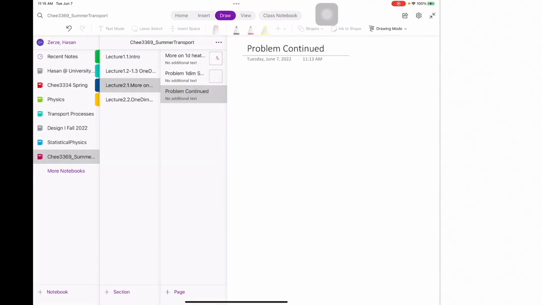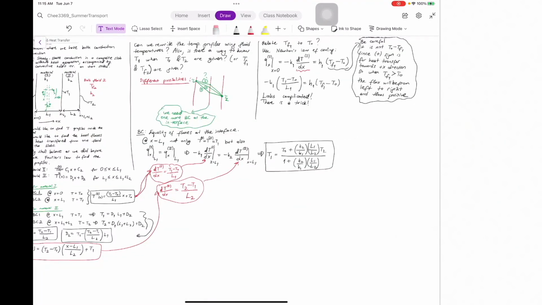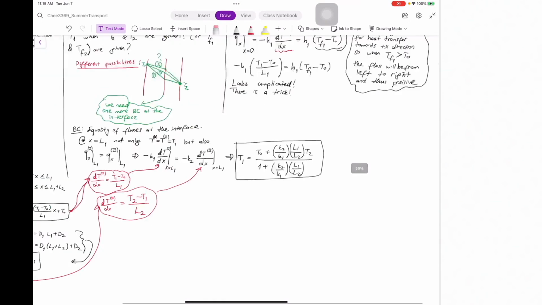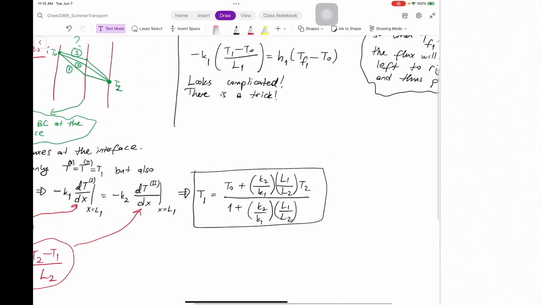We said that it looks complicated. There's a trick, and I'm going to talk about the trick right now and write the solution in another page.